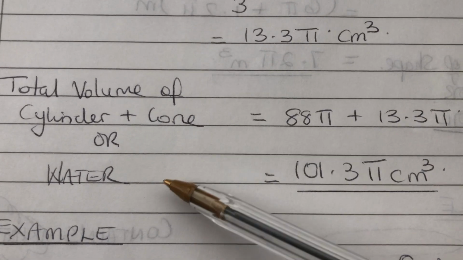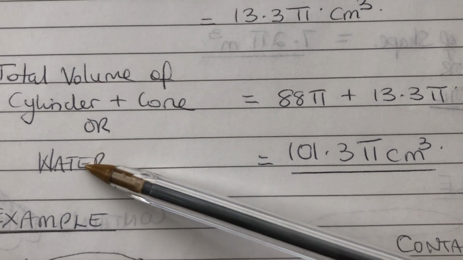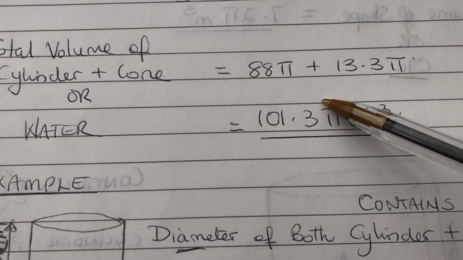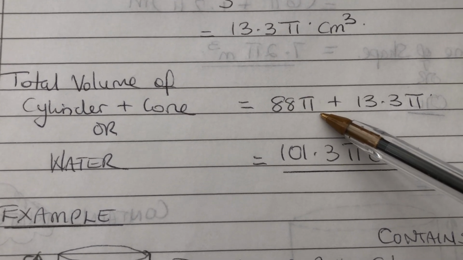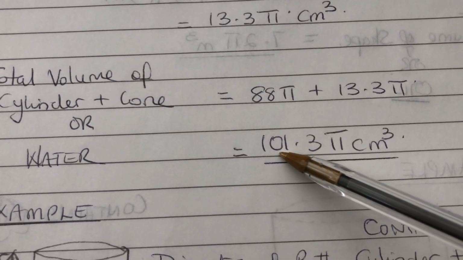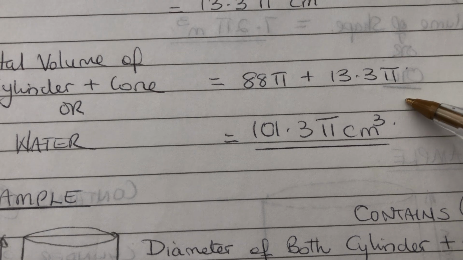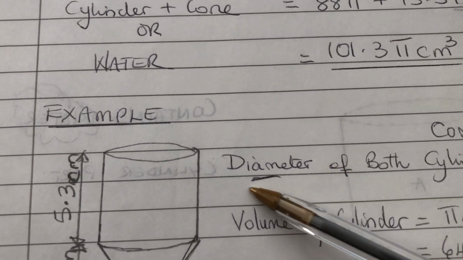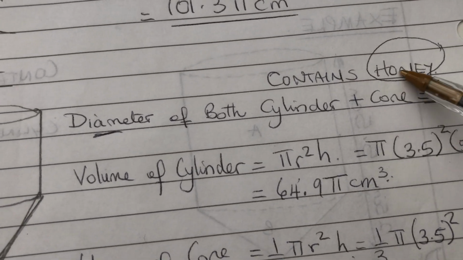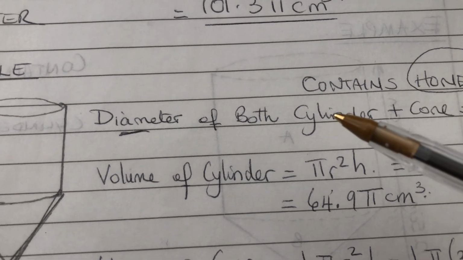So the total volume of the cylinder plus cone, the amount of water it will get. Now we are supposed to leave our answer in pi. So we add 88 pi plus 13.3 pi, which will give us 101.3 pi centimeter cube. Please don't forget that.